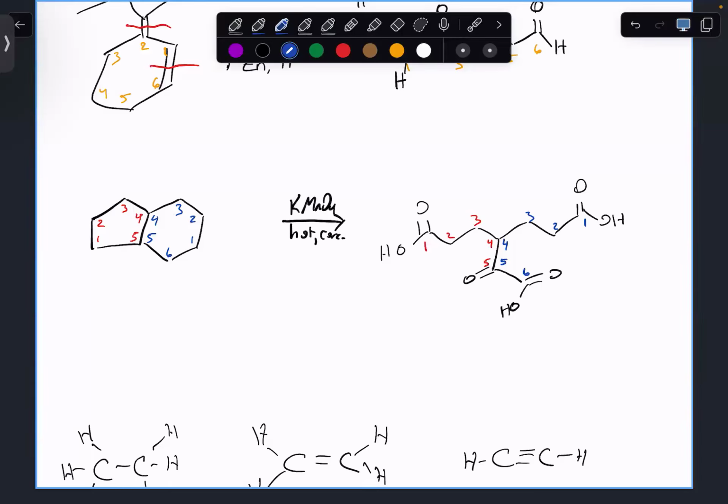Where does your double bond need to go in the five-membered ring? Yeah, between carbons 1 and 5. Where does the double bond need to go in the six-membered ring? Yep, between 6 and 1.